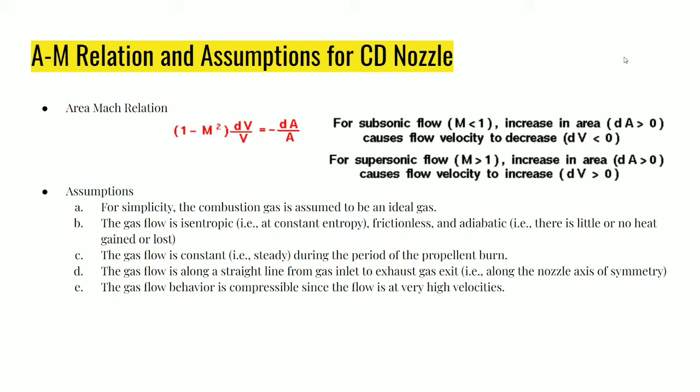So, assumptions for CD nozzle. For simplicity, the combustion gas is assumed to be an ideal gas. The gas flow is isentropic, that is at constant entropy, and it is frictionless and adiabatic, that is there is little or no heat gained or lost. The gas flow is steady during the period of the propellant burn. The gas flow is along a straight line from gas inlet to exhaust gas exit, that is along the nozzle axis of symmetry. The gas flow behavior is compressible since the flow is at very high velocities.